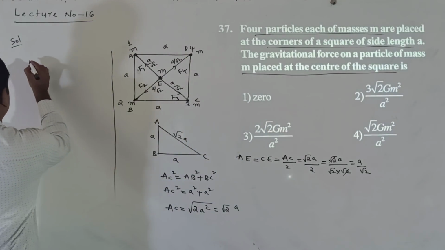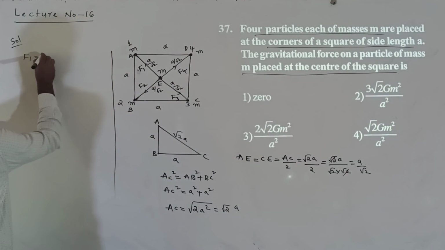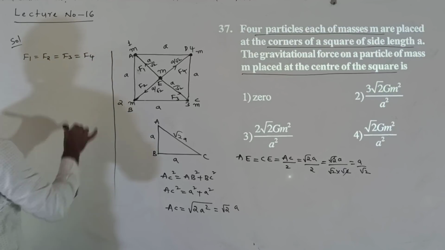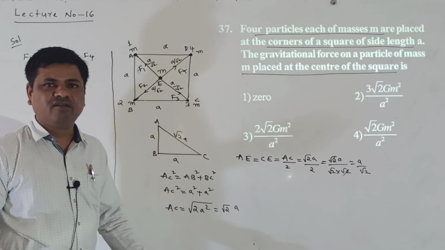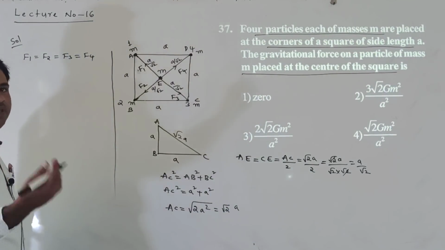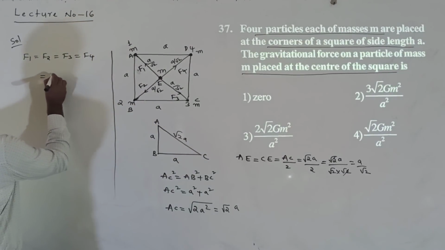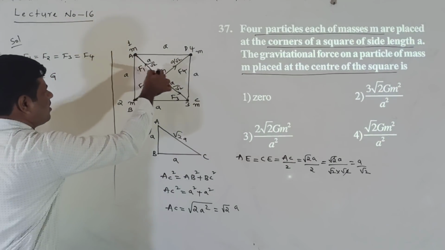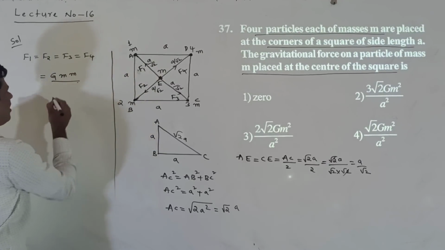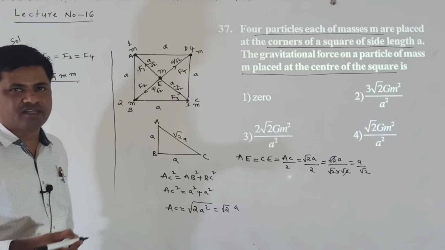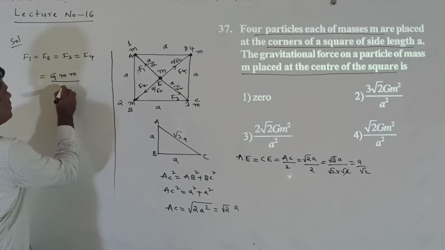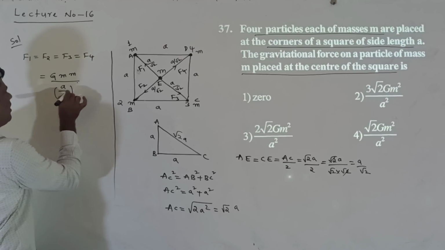Means that the forces I am finding here, F1 equal to F2 equal to F3 equal to F4. Why are all the forces equal? Masses are equal, and the distance between the two masses is also equal. So the forces are also equal. I am writing here G into one mass m, another mass m. The distance between these two, general formula G m1 m2 by r square. One mass is m, another mass also m. The distance between these two is a by root 2 whole square.